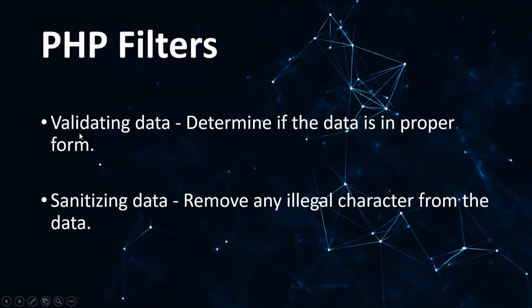There are basically two ways of filtering data. The first one is validating data and the second one is sanitizing data. Validating data checks that the data is in the proper format or not. Sanitizing data will remove any illegal characters used in the data.